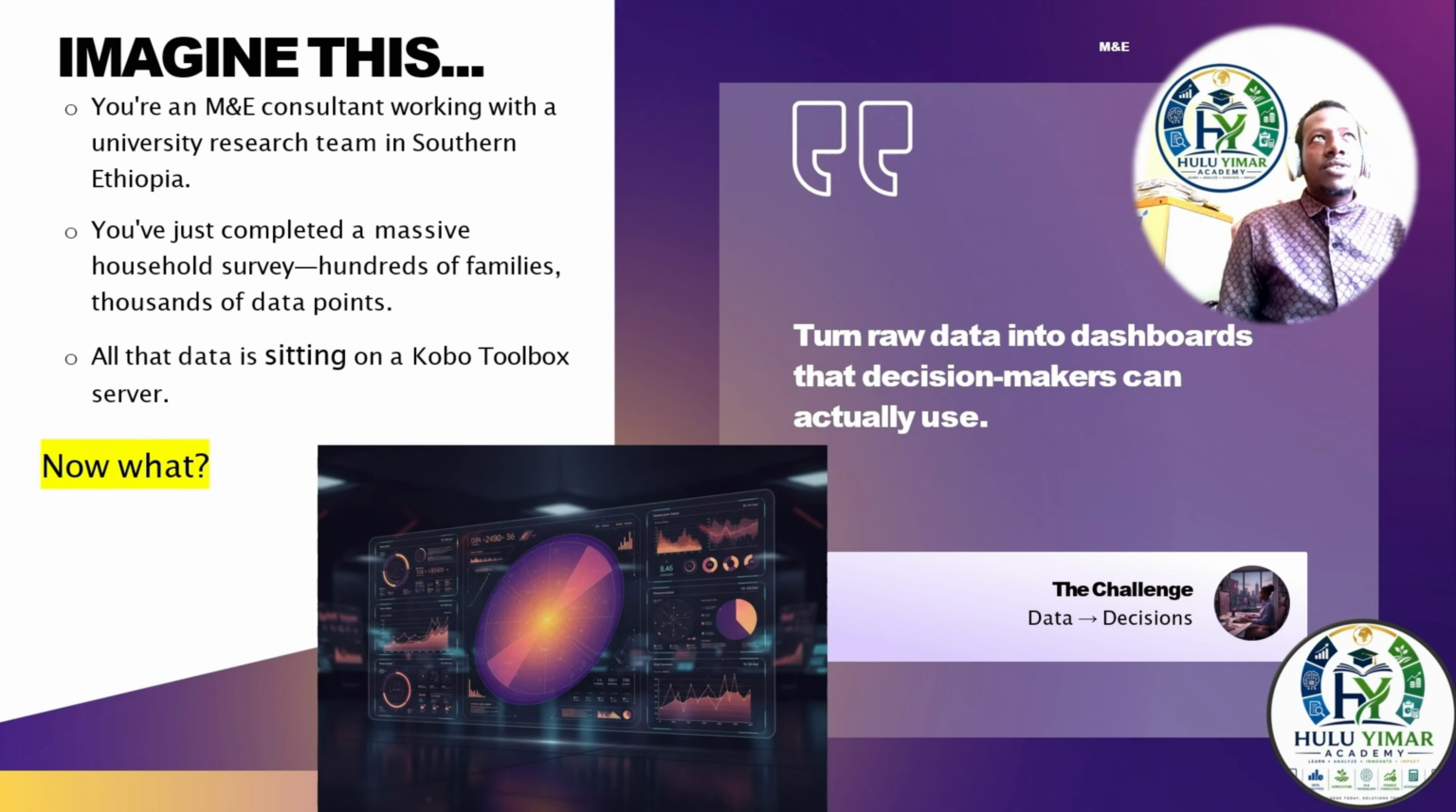The data collection has been completed, from hundreds of families and thousands of data points regarding children's lives. So the enumerators are back from the field, and all the data is sitting on the KoboToolbox server. Imagine what will be next. This is all about data collection: you have collected data from the field using the Kobo Collect app, and then your data is stored on the KoboToolbox server. So what will be next?